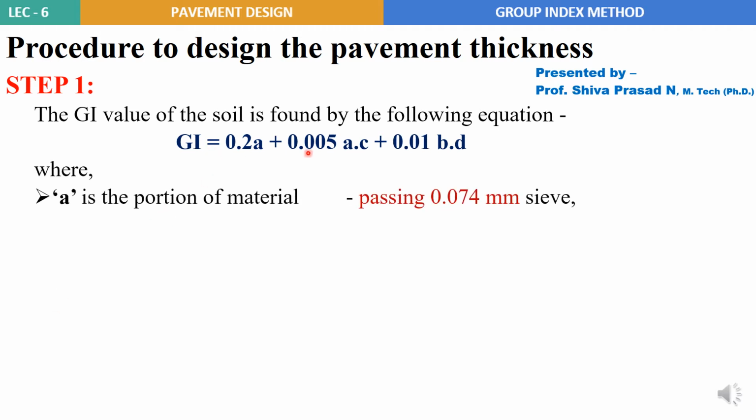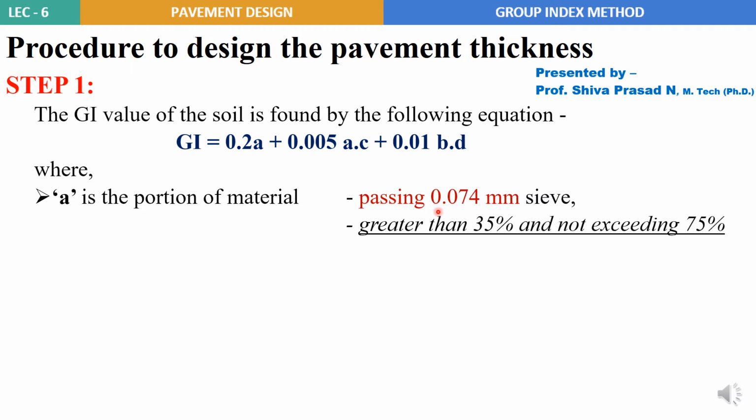In this equation, a is the portion of the material passing 0.074 mm sieve, and the range considered here is greater than 35% and not exceeding 75%. So a is the portion of the material passing 0.074 mm sieve, and that range is greater than 35% and not exceeding 75%.